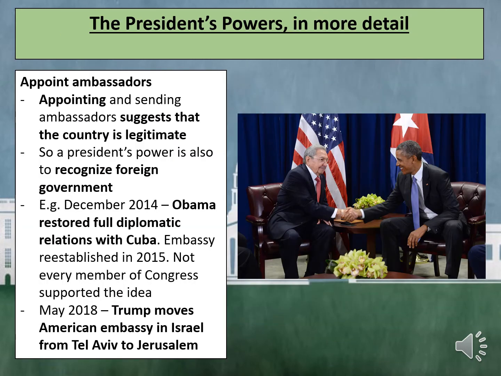There are specific powers that the President has when it comes to foreign policy. Let's break them down. There's the appointing and sending of ambassadors, which suggests that the country is legitimate. So a President's power is also to recognise foreign government. For example, in December 2014, Obama restored full diplomatic relations with Cuba, and an embassy was re-established in 2015, although not every member of Congress supported this idea. Another example would be in May 2018, where Trump moved the American embassy in Israel from Tel Aviv to Jerusalem.